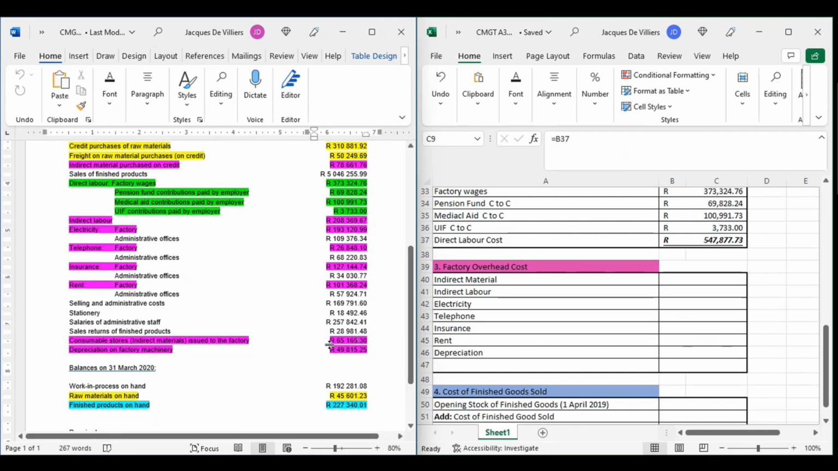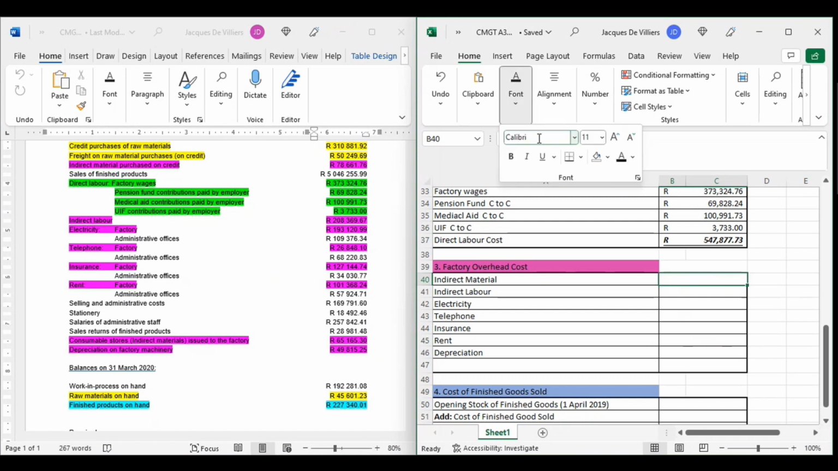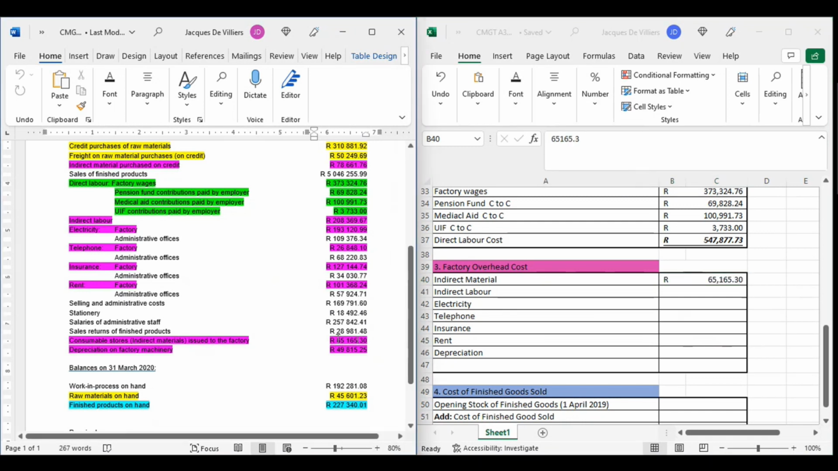So they actually made it easier for us by telling us that these are the consumables that were issued to the store. If they didn't give you that, but only gave you a closing balance, then you would have said, okay, that was what I purchased minus my closing balance, and I would have known what I used. But in this case, it's simple. They tell us exactly what was used, and it's that part that was issued to the factory. So you are not interested in the indirect material that was purchased on credit. You are only interested in what you used.